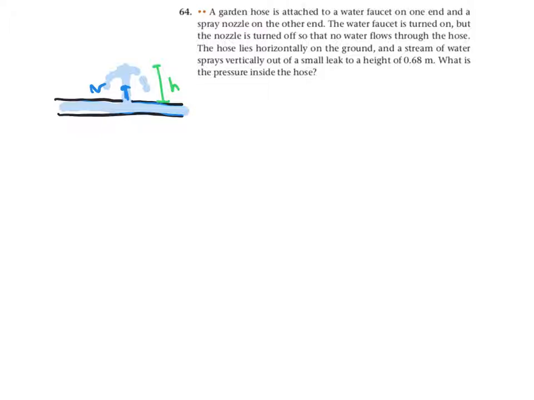We can use kinematics to figure out how fast the water is moving, because we know that for any little bit of water, 1/2 mv squared plus 0 potential energy is going to equal 0 kinetic energy plus mgh when it gets to its highest point. And so v squared is going to be 2gh, which we're kind of used to.